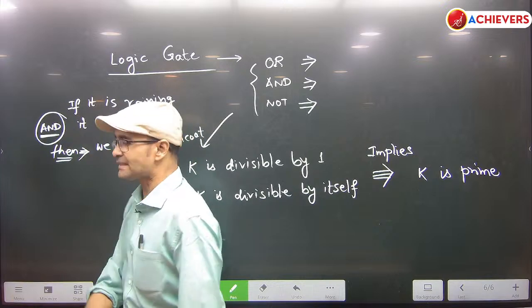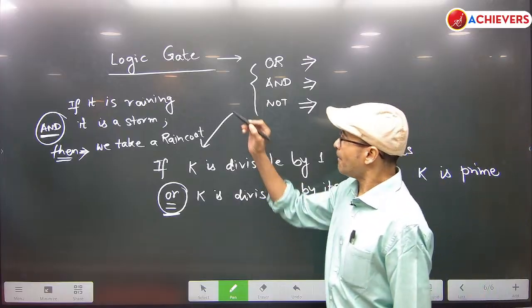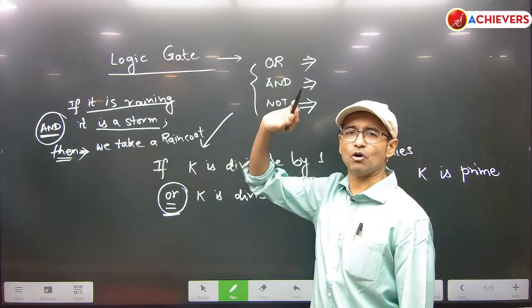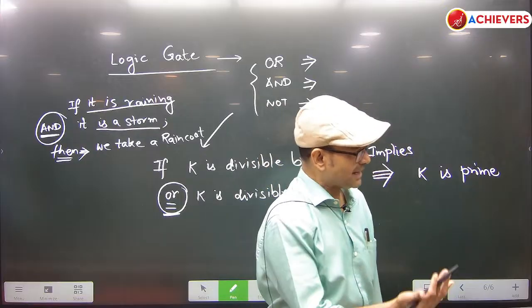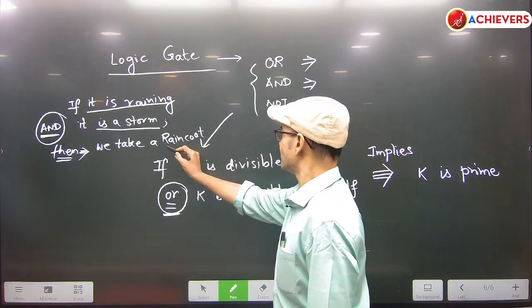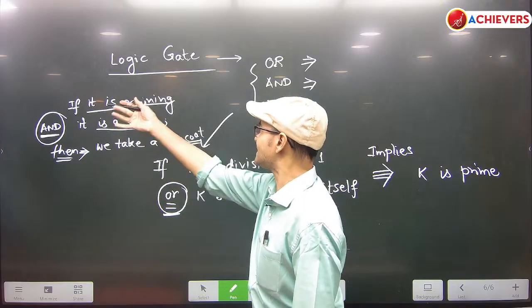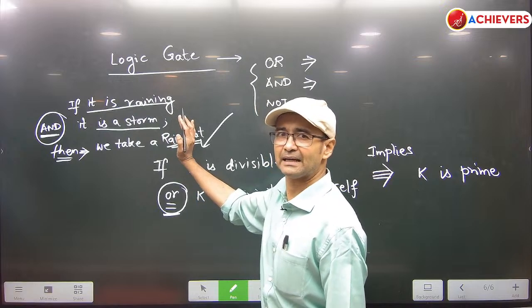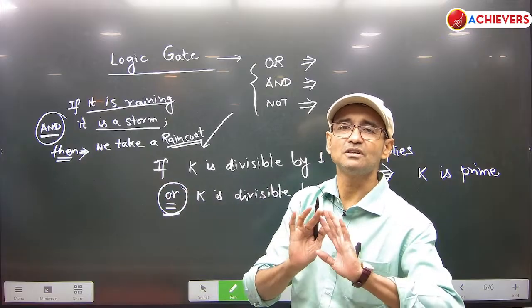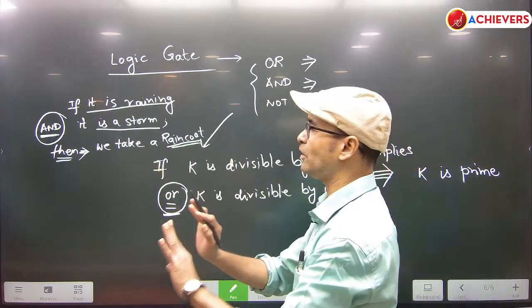The AND logic gate is a concept where we consider both the statements to be positive. It is raining and it is a storm, then we will have a raincoat. Now we can have an if-else condition. Else, if it is only raining, we will take an umbrella. Else, we will not take anything. If it is not raining, we will not take anything. It is sunny. That means it is sunny, or it is simply not raining.